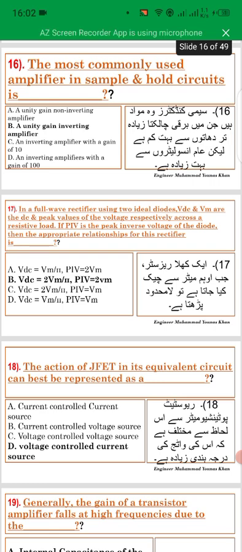In a full wave rectifier using two ideal diodes, VDC and VM are the DC and peak value of the voltage respectively across the resistive load. If PIV is the peak inverse voltage of the diode, then the appropriate relationship for this rectifier is VDC is equal to 2VM divided by pi, PIV is equal to 2VM.